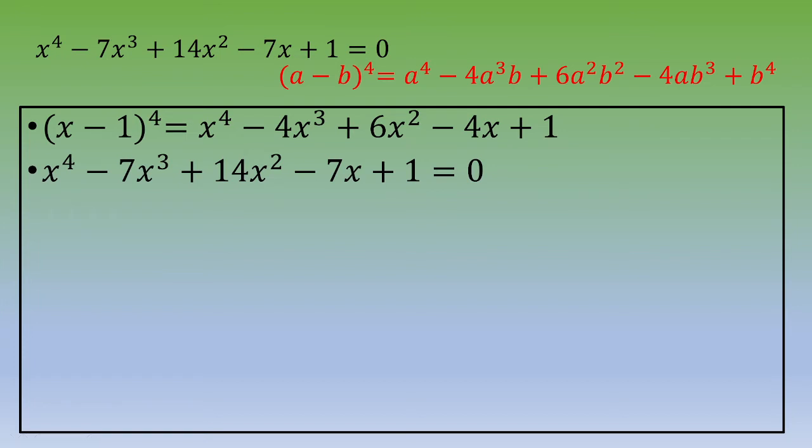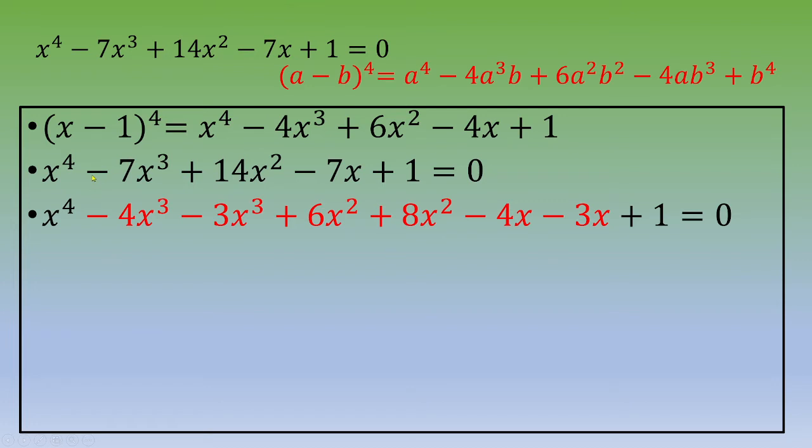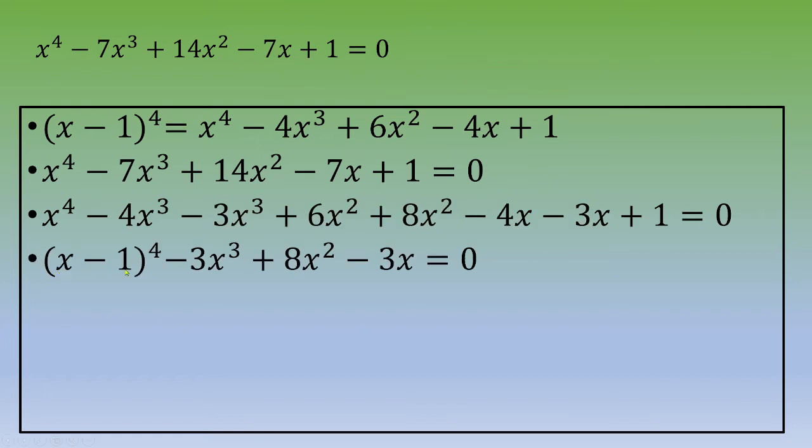Let's do that. If you modify, minus 7x cubed becomes minus 4x cubed minus 3x cubed, plus 14x squared becomes 6x squared plus 8x squared, and minus 7x becomes minus 4x minus 3x. So now you can write down that this is x minus 1 power 4 minus 3x cubed plus 8x squared minus 3x equals to 0.